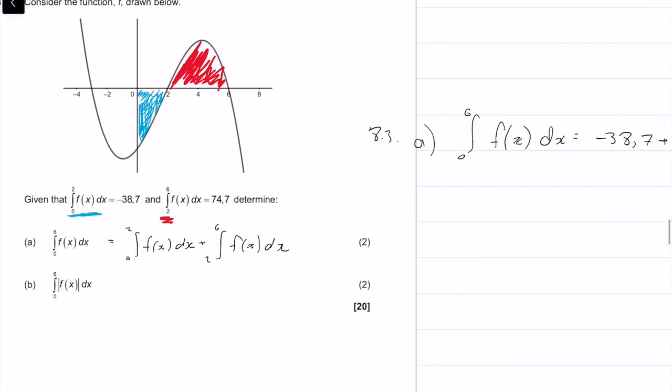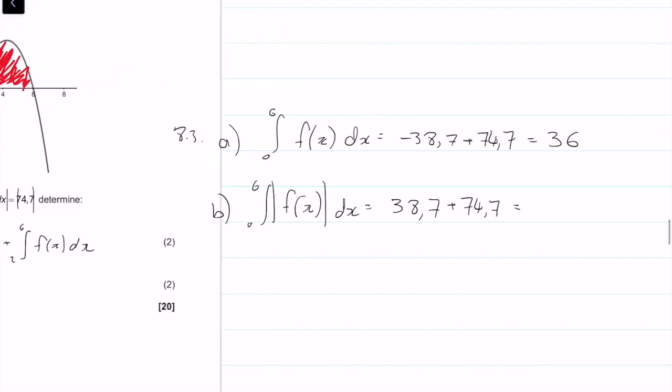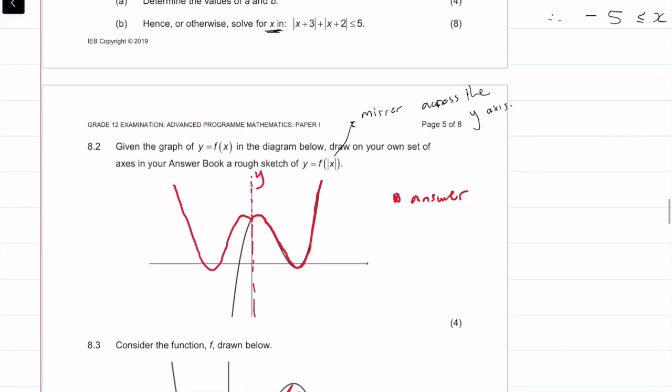We're going to say the exact same thing, except this time it is the absolute value, so we're going to take the positive of all of these. It's exactly the same process. We're taking the positive values now, so it's 38.7 plus 74.7, and that equals 113.4. And that gives us 20 marks for that question.